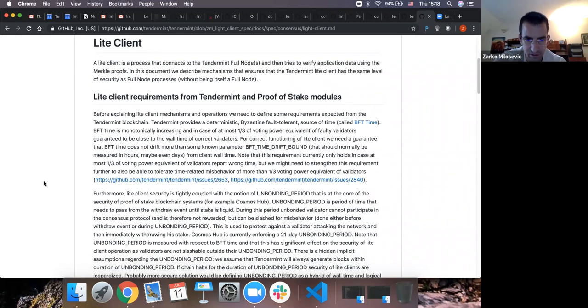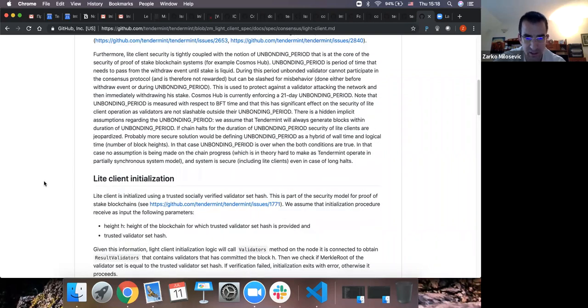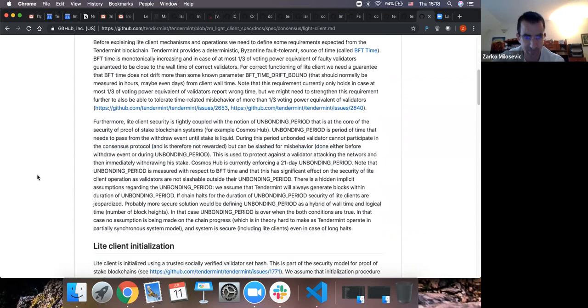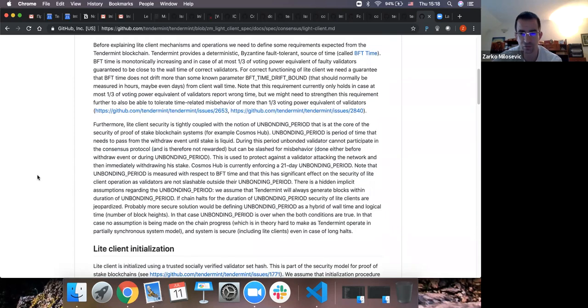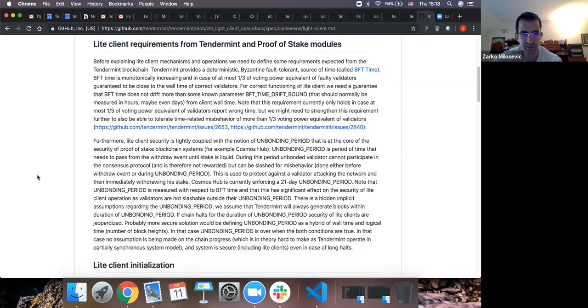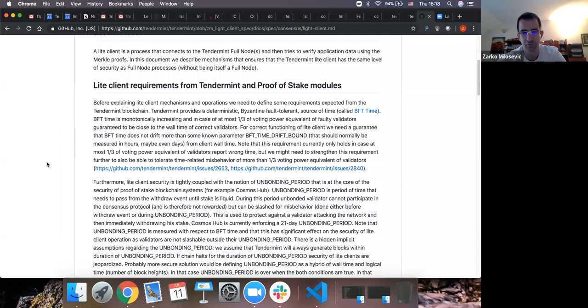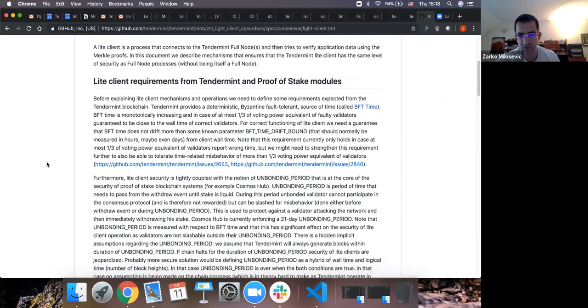There is this Lite client initialization where we exactly talk about this. But more or less, what we have here is my try to define the terms which we need to use to realize the stuff. I call these requirements from Tendermint and proof of stake, because Lite client has some assumptions about how Tendermint and proof of stake modules operate, so we need to define this.